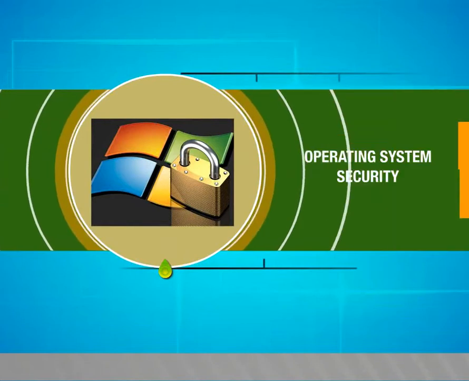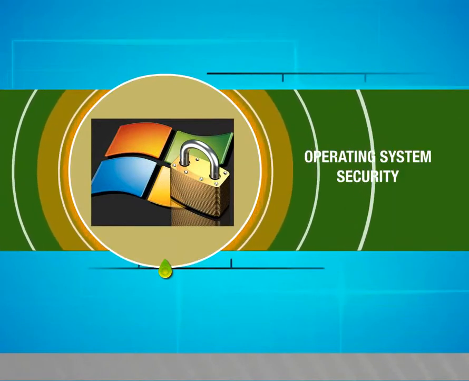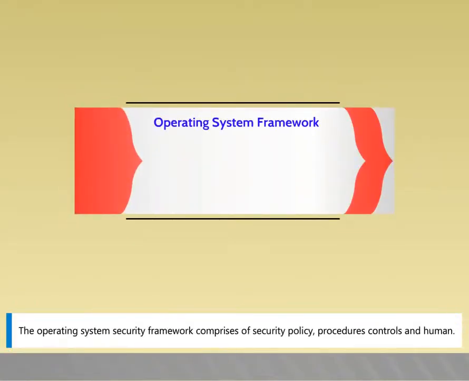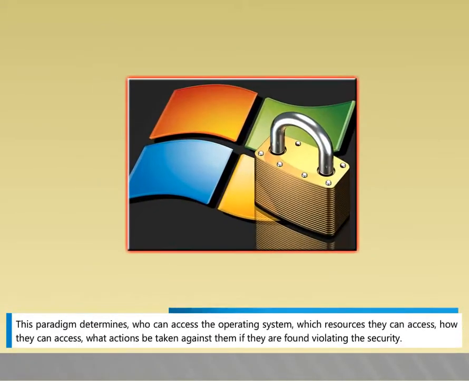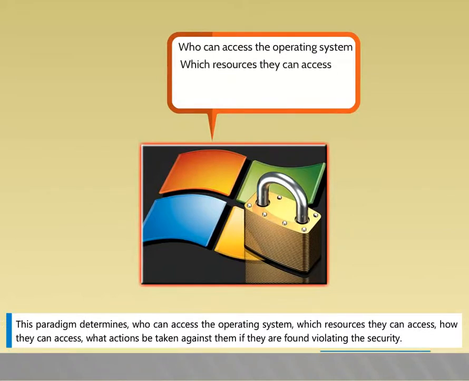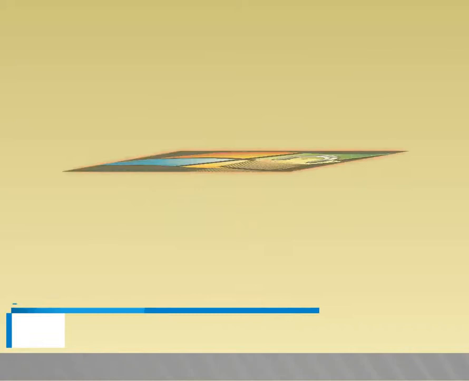Operating system security. In this video, we are going to see about operating system security. The operating system security framework comprises security policy, procedures, controls, and humans. This paradigm determines who can access the operating system, which resources they can access, how they can access, and what actions can be taken against them if they are found violating the security.